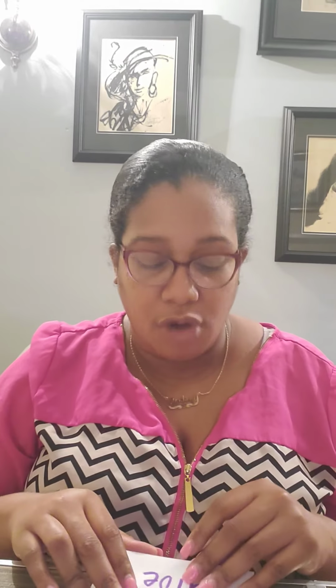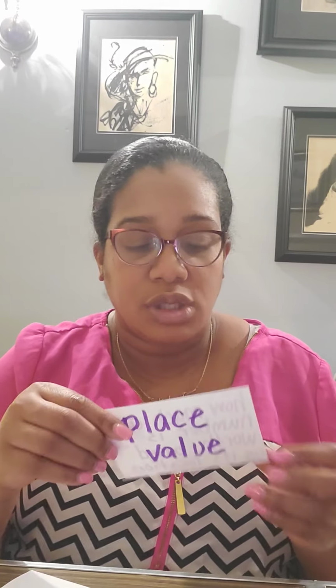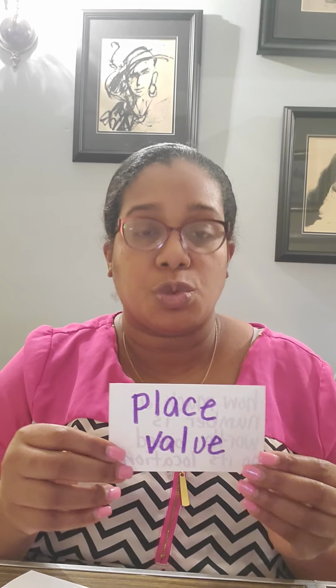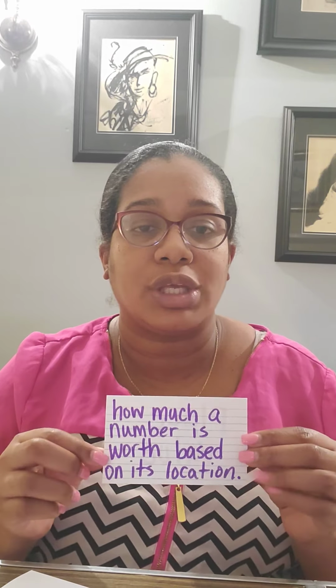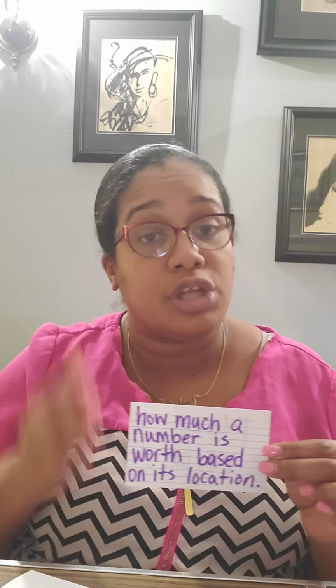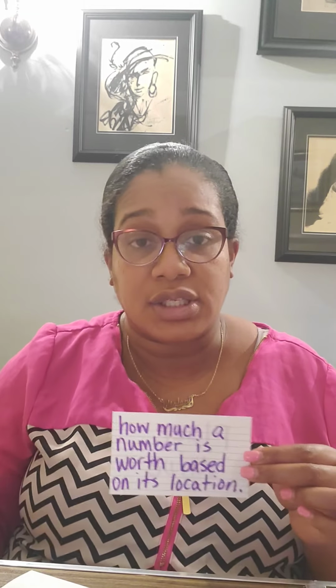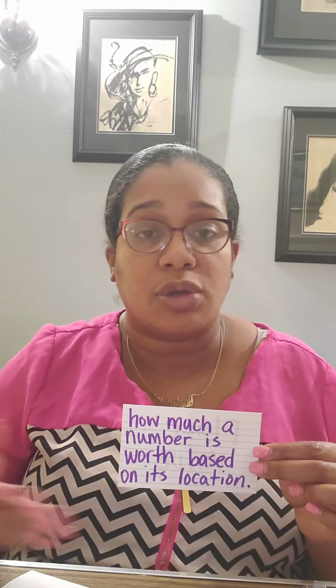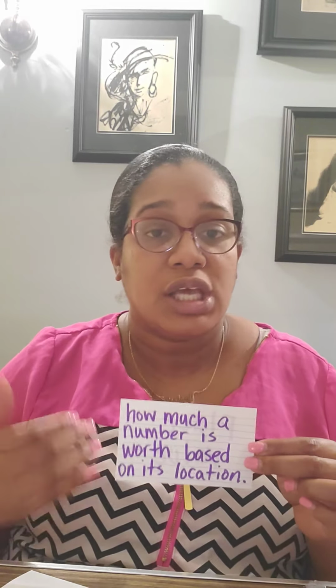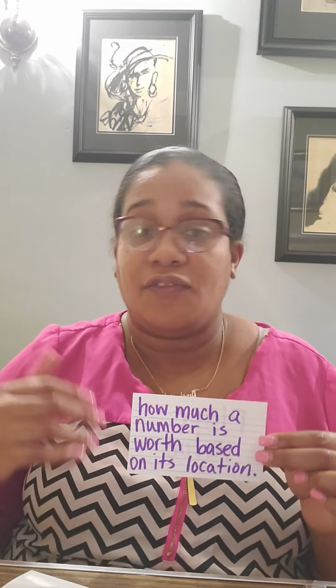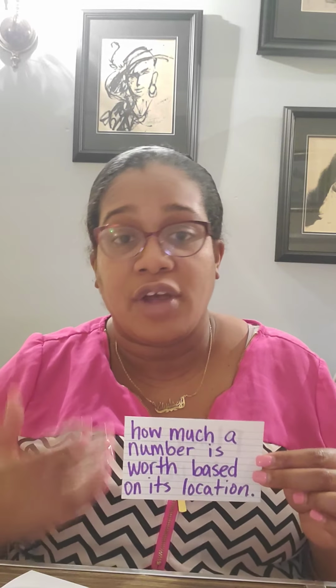Again, we're talking about place value, and particularly our 10s and our 1s. So let's remember our vocabulary. Place value is how much a number is worth based on its location. So if a number is in the tens place, then it's worth tens. That is worth 10. So if I have a 3 in the tens place, it's worth 30. If I have a 5 in the tens place, it's worth 50.